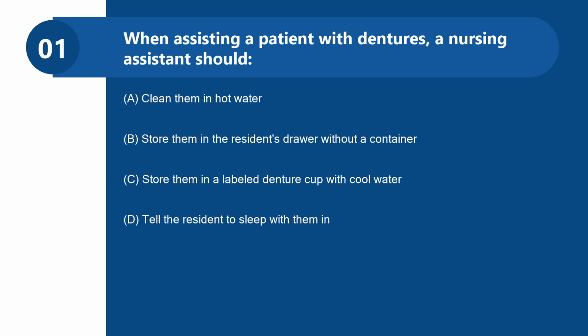Question 1. When assisting a patient with dentures, a nursing assistant should: Option A. Clean them in hot water. Option B. Store them in the resident's drawer without a container. Option C. Store them in a labeled denture cup with cool water. Option D. Tell the resident to sleep with them in. The correct answer is option C. Store them in a labeled denture cup with cool water.